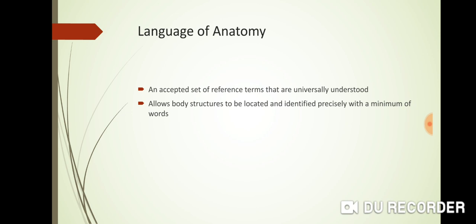Our next topic is the language of anatomy. So this is derived from the Latin and Greek words, which were the languages of learning during the ancient Western civilization. Learning some of these terms will help us refer to a specific region of the body in the language of anatomists. So these are accepted set of reference terms that are universally understood. So this will allow the body structures to be located and identified precisely with a minimum of words.